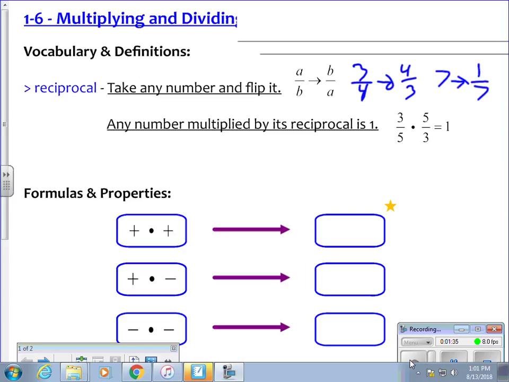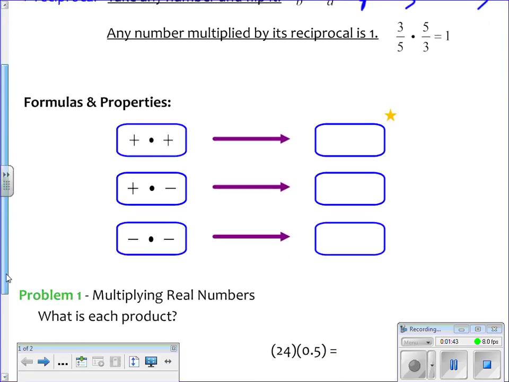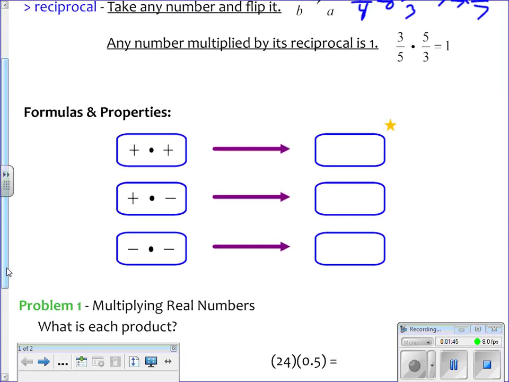Questions? Now, one of the other things we're going to be working on today is multiplying and dividing positive and negative numbers. When you are working on today's worksheet, and when I hand it out, I will talk more about it then. What I want you to do is to be able to figure out what type of answer you're going to have before you have the answer.